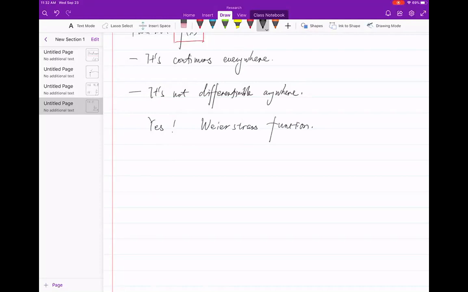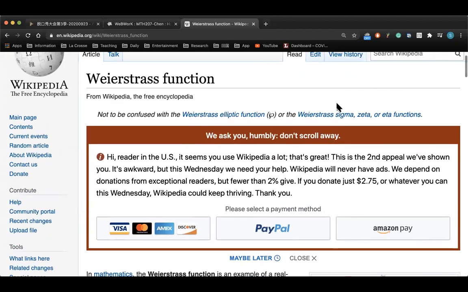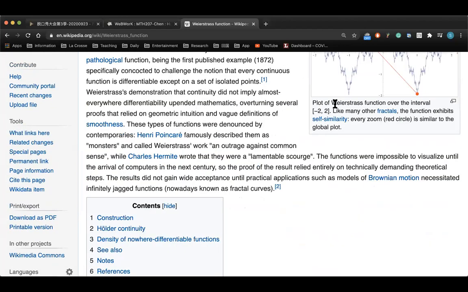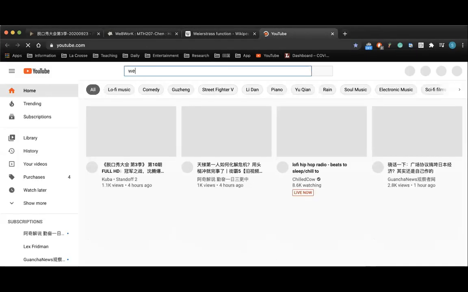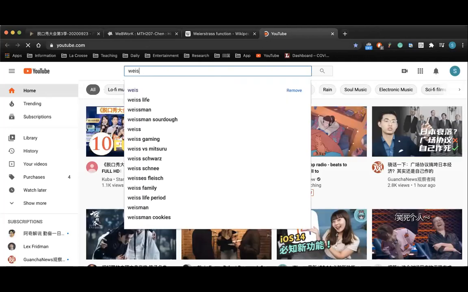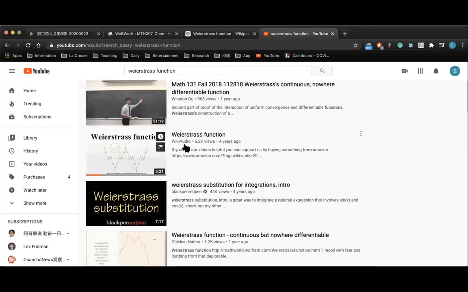Can you guys see my screen? The share to my laptop screen? Let me see. Yeah. Okay. What about now? All right. The function looks like this. Okay. Now I'm going to show you a video to show you the detail of this Weierstrass function. Let's see an animation here.